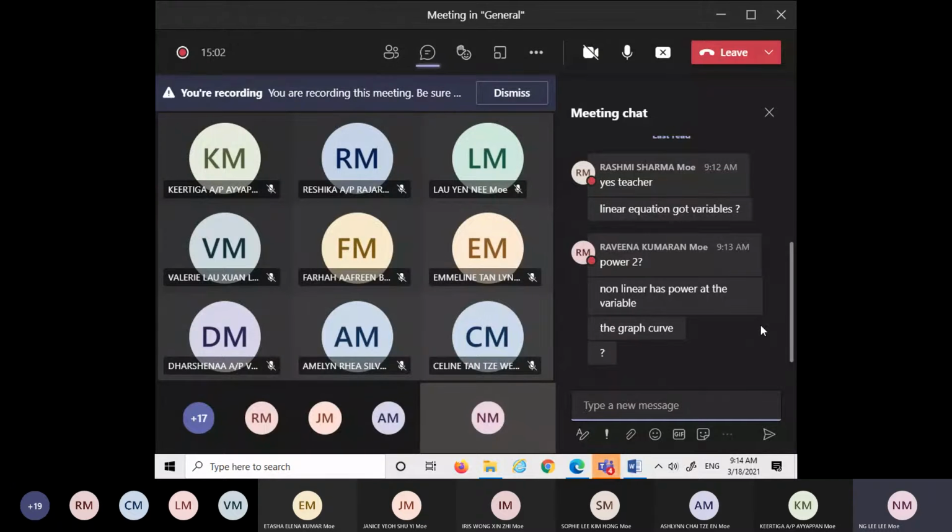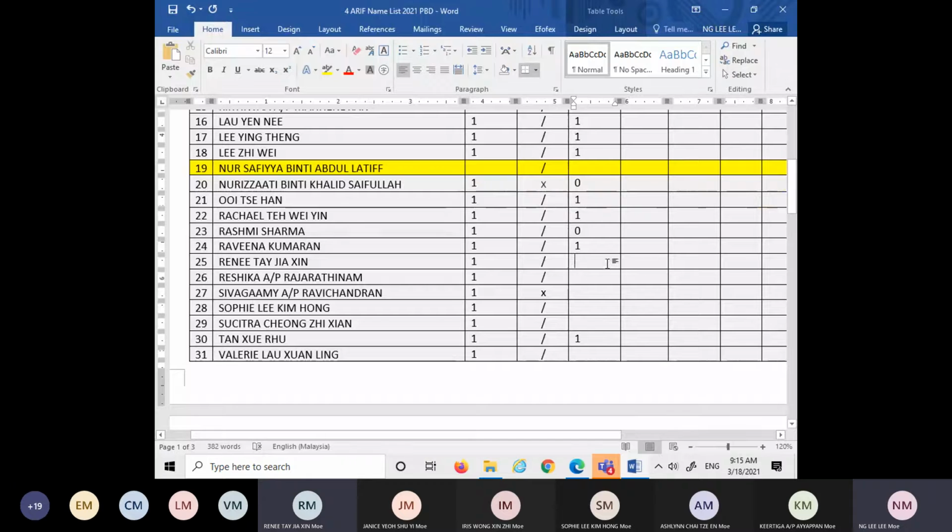Yes, teacher. Okay. Can you differentiate the linear and the non-linear equations? Linear equation have power 1 only. Okay, power 1. Then the non-linear equation is power 2. Okay, thank you, Rini.